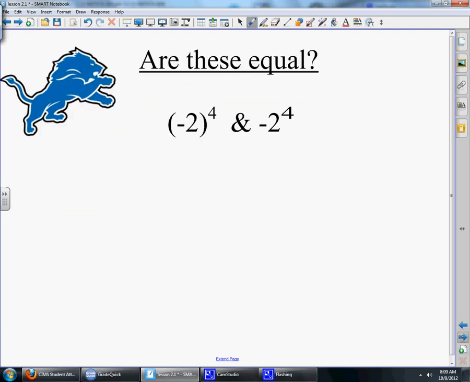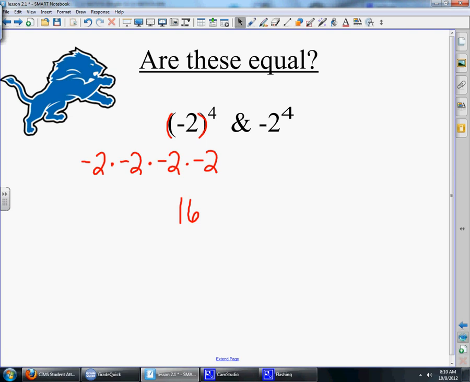So let's talk about these exponents. Are these equal? What this means, negative 2 to the 4th power, when we have these parentheses here, that means that we're repeatedly multiplying the negative 2. So it's negative 2 times negative 2 times negative 2 times negative 2, which we have an even number of negative signs, so the answer is going to be positive. 2 times 2 is 4, times 2 is 8, 8 times 2 is 16. So the answer would be positive 16.